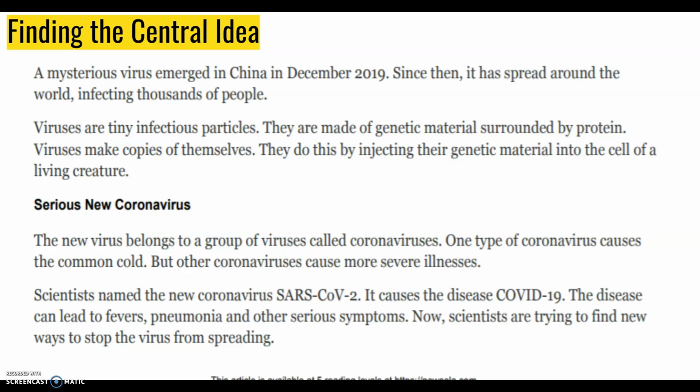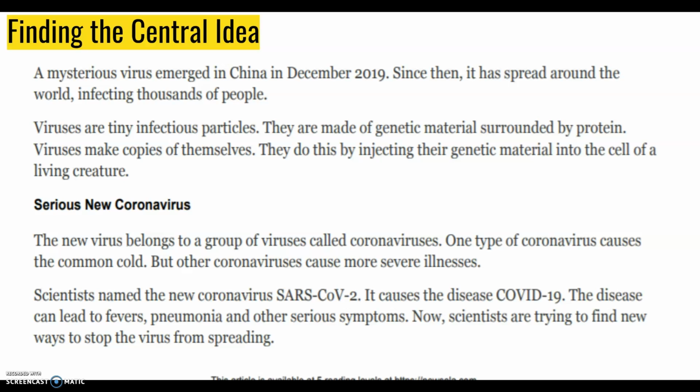A mysterious virus emerged in China in December 2019. Since then, it has spread around the world, infecting thousands of people. Viruses are tiny infectious particles. They are made of genetic materials surrounded by protein. Viruses make copies of themselves. They do this by injecting their genetic material into the cell of a living creature. Yikes. Serious new coronavirus. The new virus belongs to a group of viruses called coronaviruses.